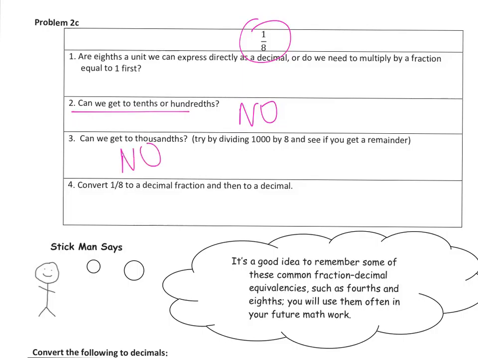I pull out my handy dandy calculator and I put in 1 divided by 8. And it'll give me 125 thousandths. So that's always the last resort. Numerator divided by the denominator. So there's some denominators like eighths that are very difficult to put into decimal form. So eventually you can get there.